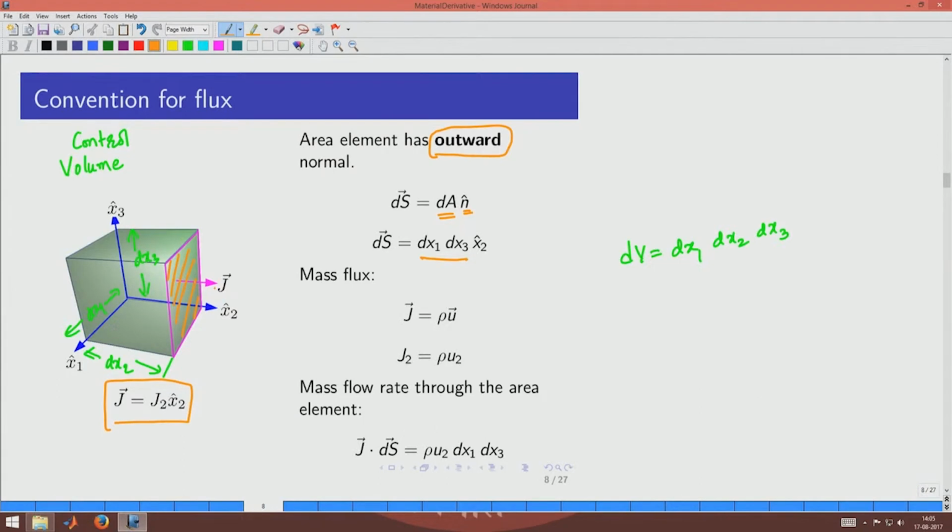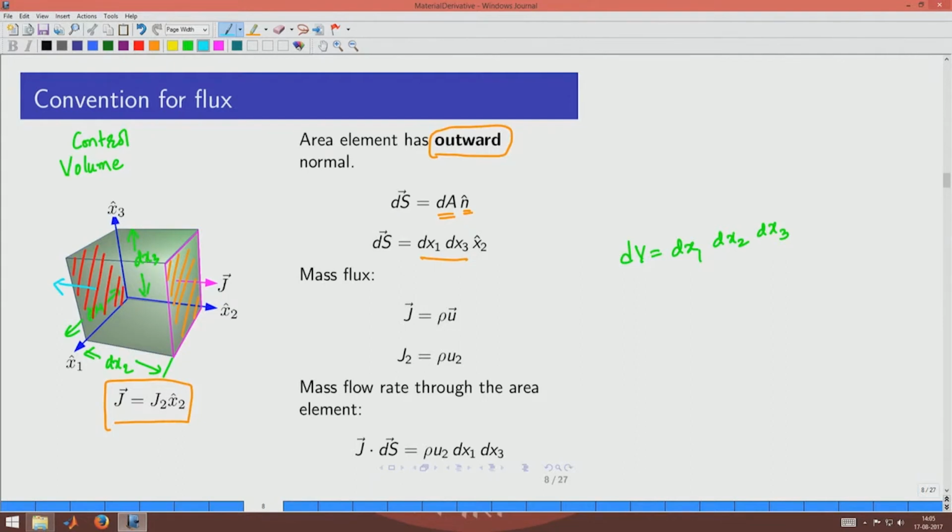Okay. Now, to test the understanding, what would be the outward normal for the other phase here, which I would just color in a different manner. So, let us look at this phase. For this phase, the outward normal would be along minus x2. So, you could see that depending upon the phase, you must always see what is outward normal, and that would be the ds for that particular phase.